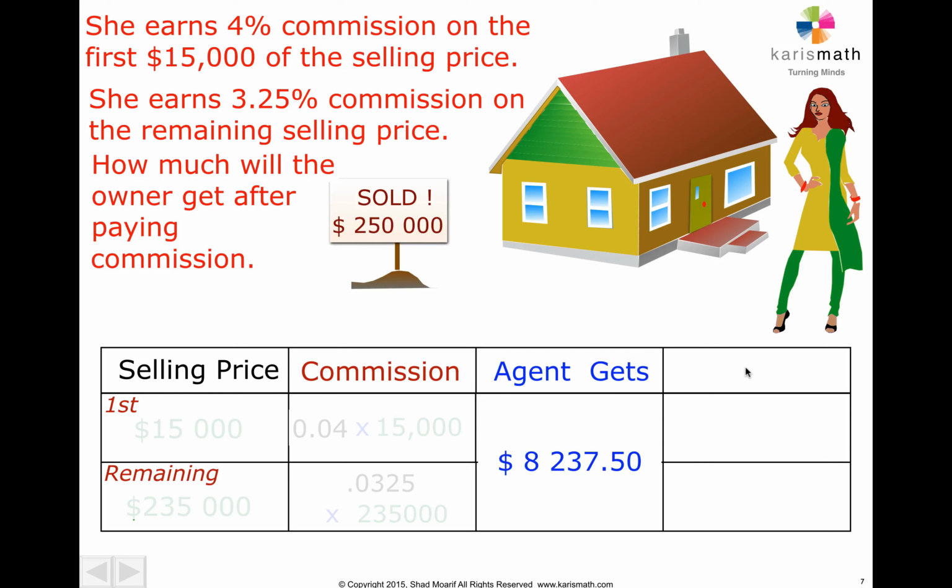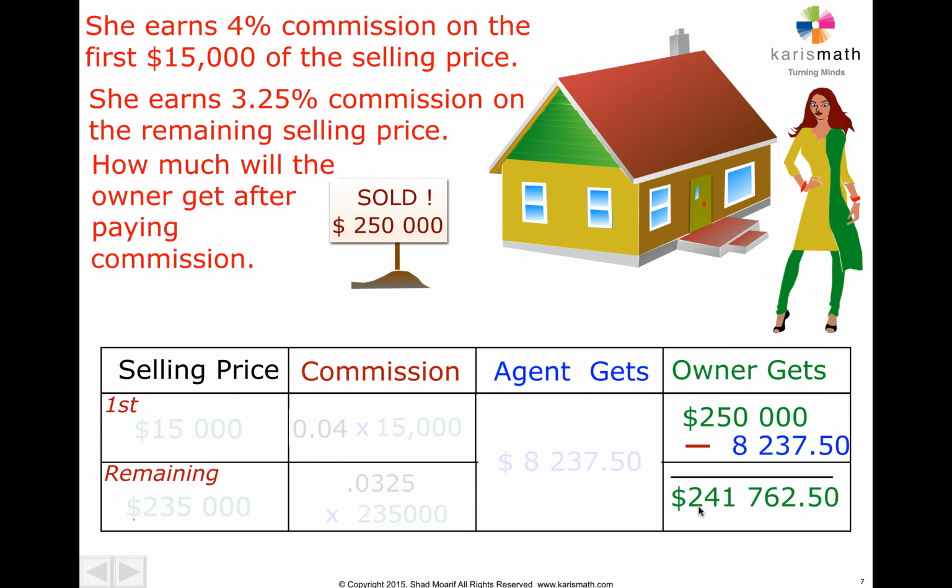So how much is the house actually sold for after you pay the commission? Now the owner, that's what he gets. He doesn't get $250,000. That's what the person who bought it paid. Out of that, the owner pays this agent this amount. So once this is paid, take it out of $250,000, and that's what the owner gets for selling the house: $241,762.50 to be exact. That's how it works. There you go.